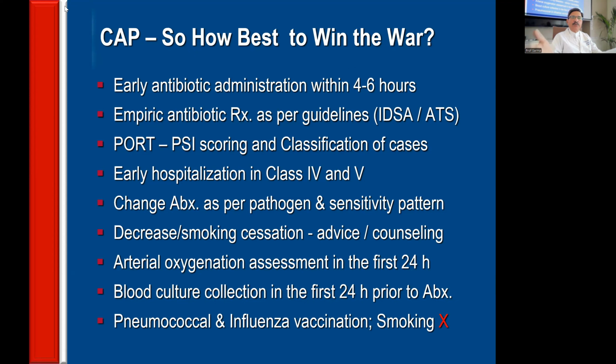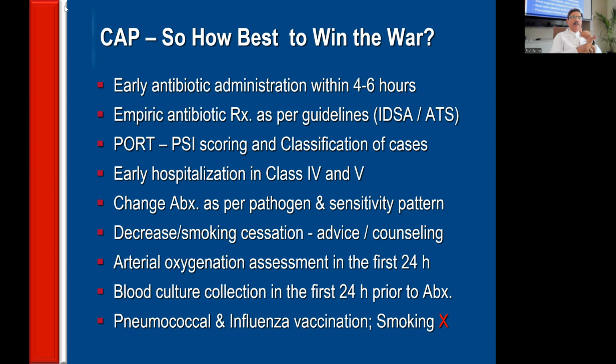If one observes this slide, the entire summary is early antibiotic administration. Within the first 4 hours, I have shown you the mortality is 60% in grade 4 and grade 5 patients when you give antibiotic after 6 hours. It's as good as not giving.